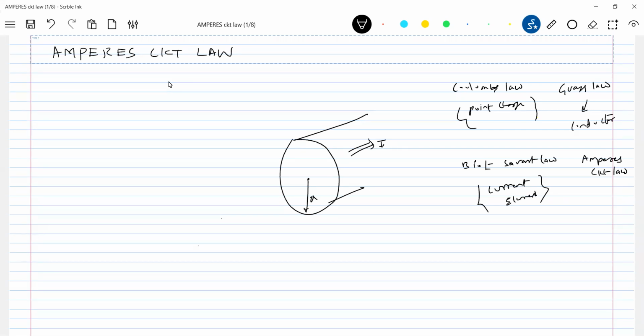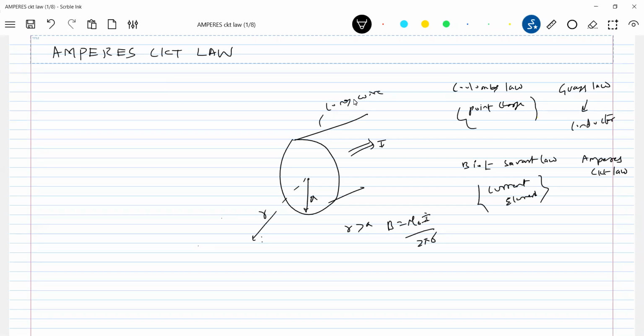So from Biot-Savart law, we are able to predict the field outside, somewhere here. Yes, for R greater than A only, we are able to predict the field, no? And this is a long wire. And what is the formula? B equal to mu naught I by 2 pi R.